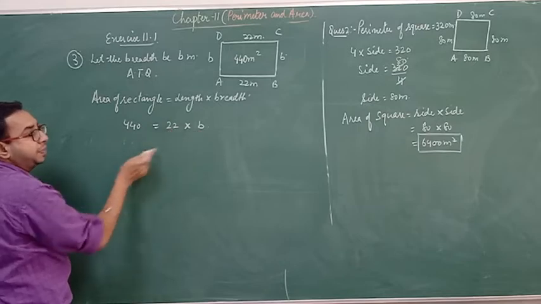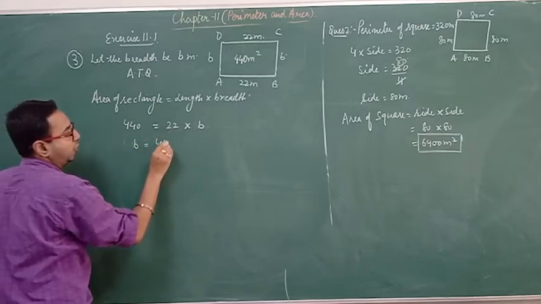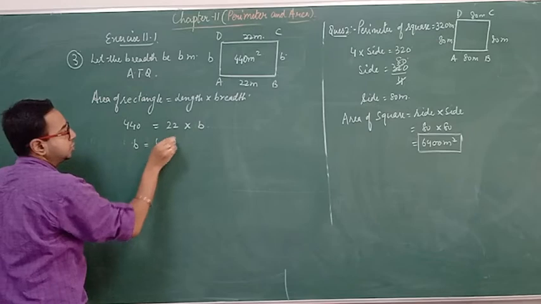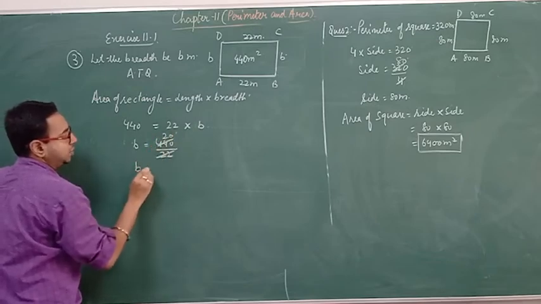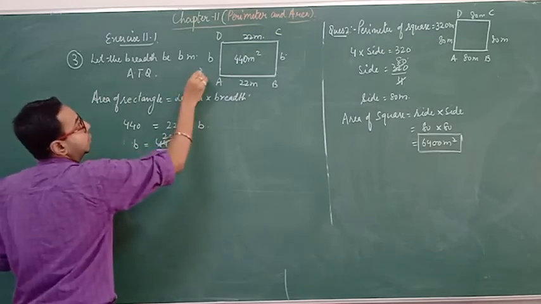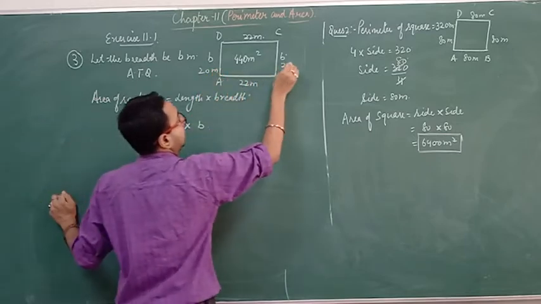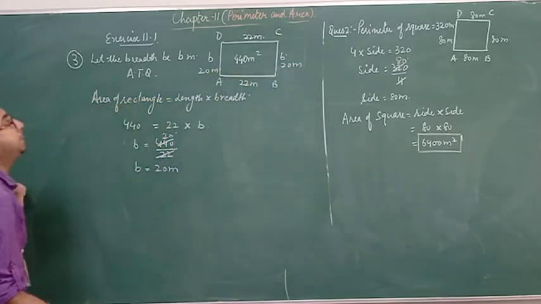Here multiply, there divide. b is equal to 440 upon 22. On solving, I will be getting 20. It means breadth is 20 meter. We have to find the perimeter.